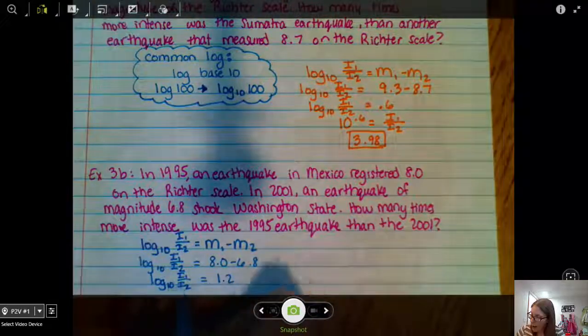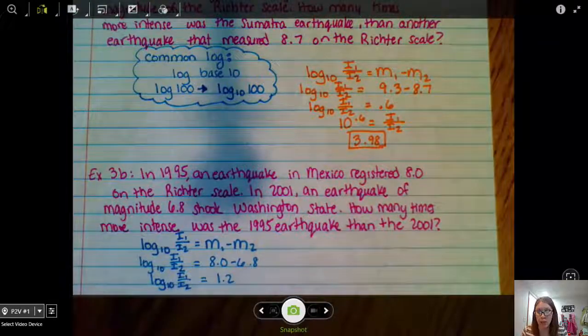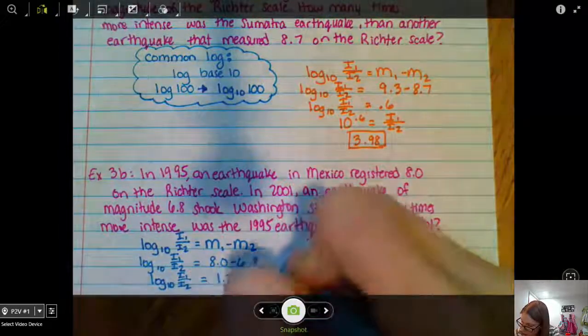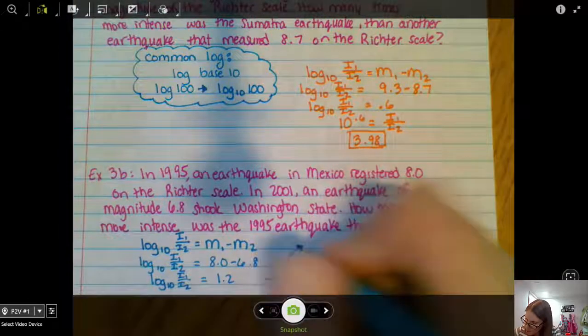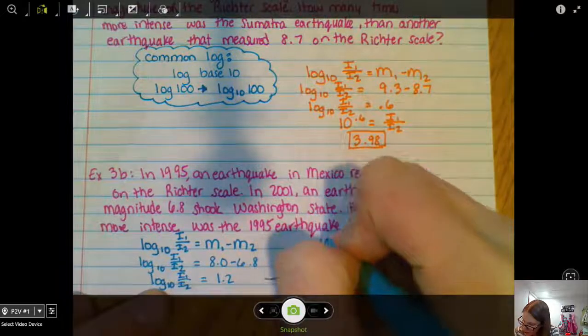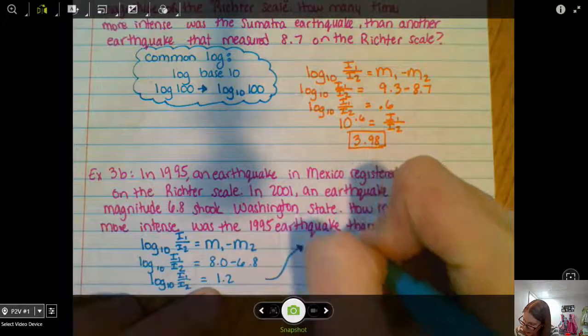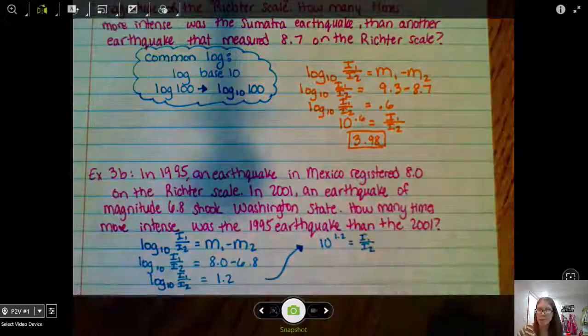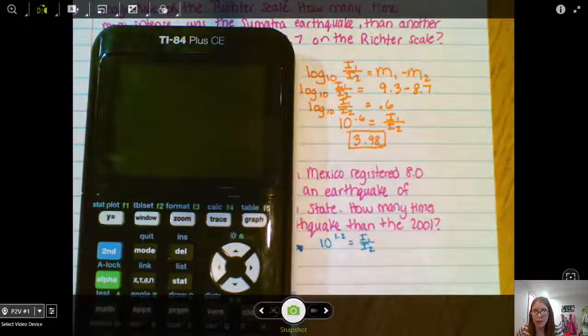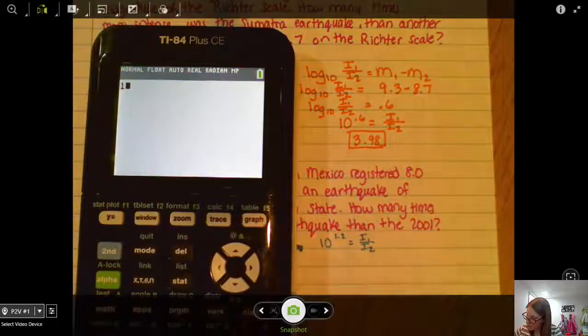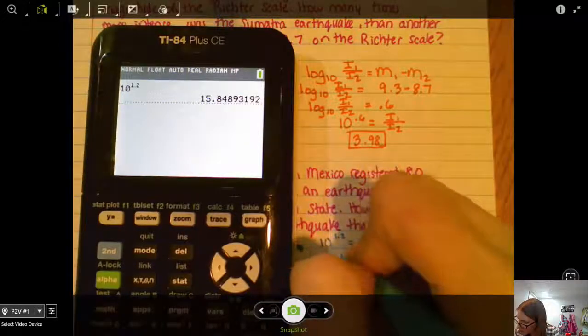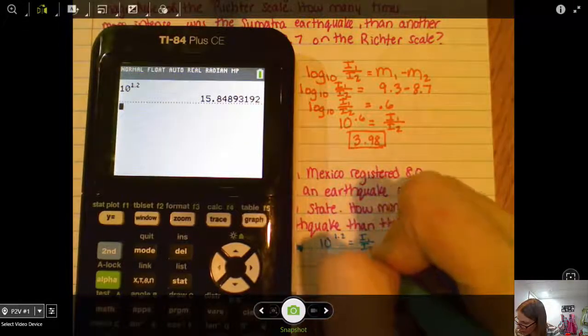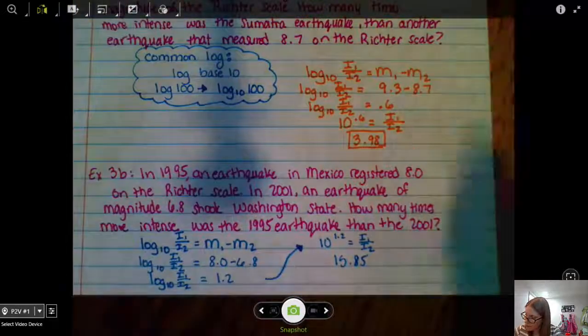And now to figure out what I1 over I2 is, what we get when we divide those intensities, let's write this in exponential form. This means 10 to the 1.2 power equals I1 over I2. On our calculator, let's take 10 to the 1.2 power. And that's 15.85 times the intensity.